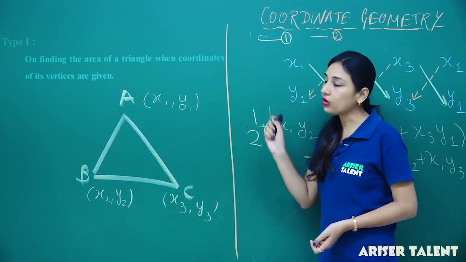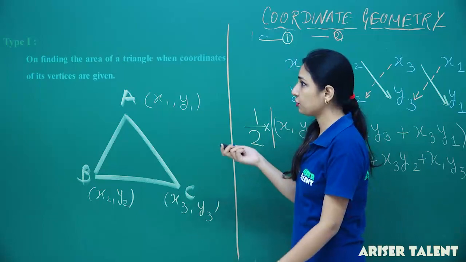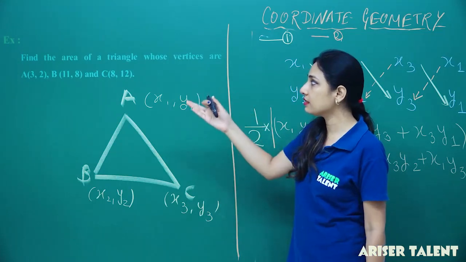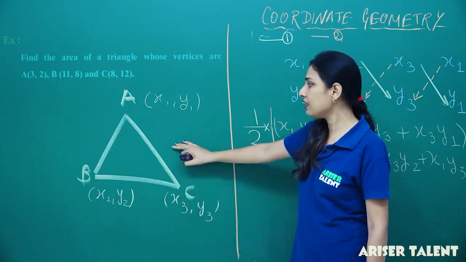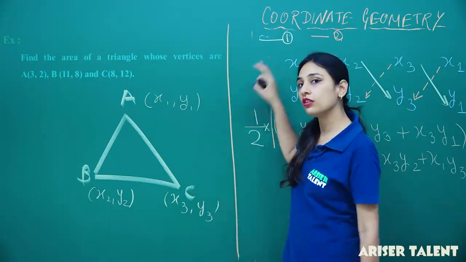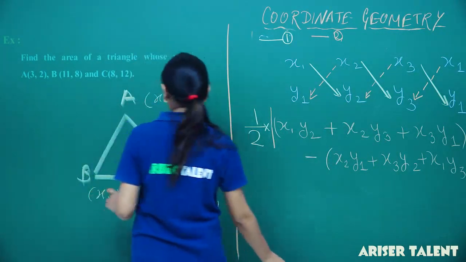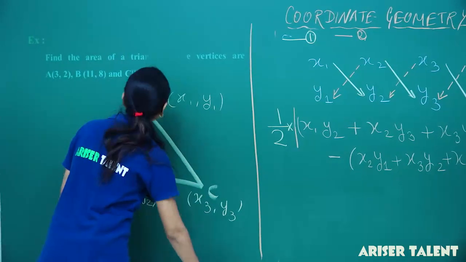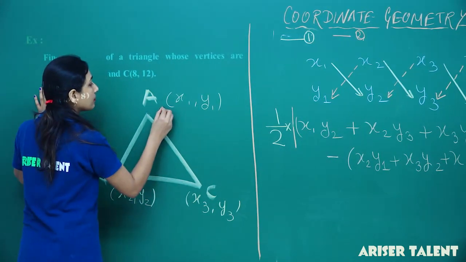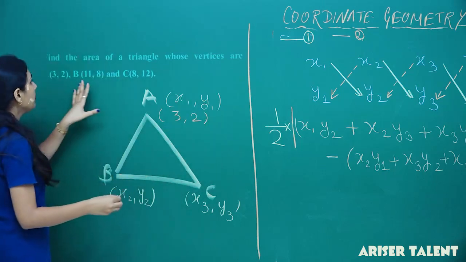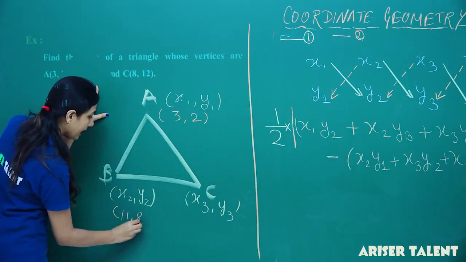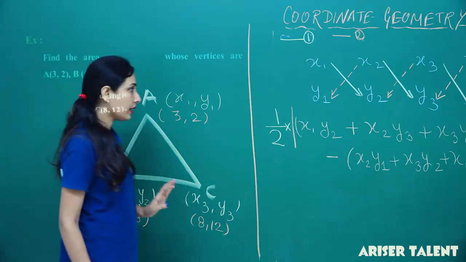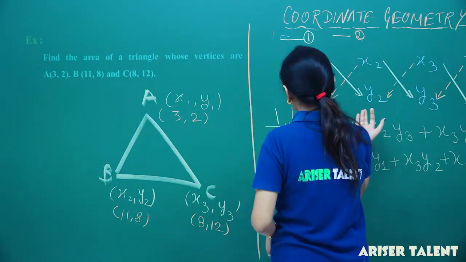Okay. So now we will discuss the questions, this is the example. Find the area of a triangle whose vertices are A is this, B is this and C is this. So we're going to solve this question. I'll simply change these x1, y1, x2, y2 values, or I can specify it with a different color. So A is 3, 2, and B is 11, 8, and C is 8, 12. Right? Okay.